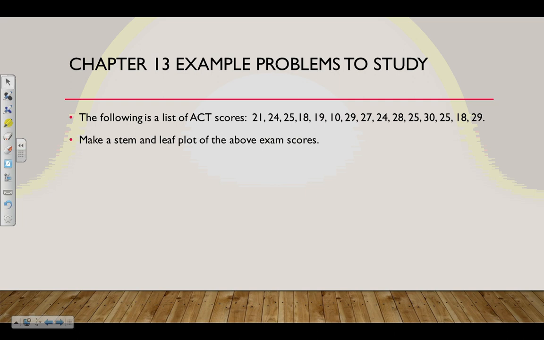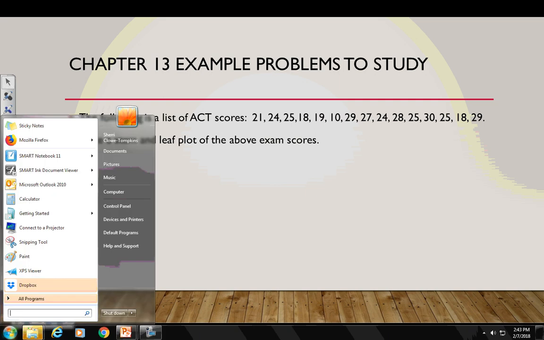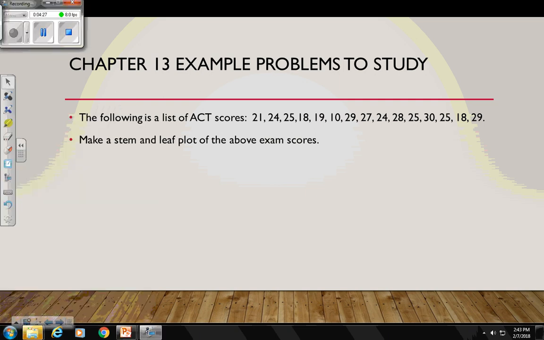information. All right, so here are some example problems to study. I'm trying to hurry so that we know exactly how long this is recording. Good, we have about 10 more minutes. I have to keep it below 15.